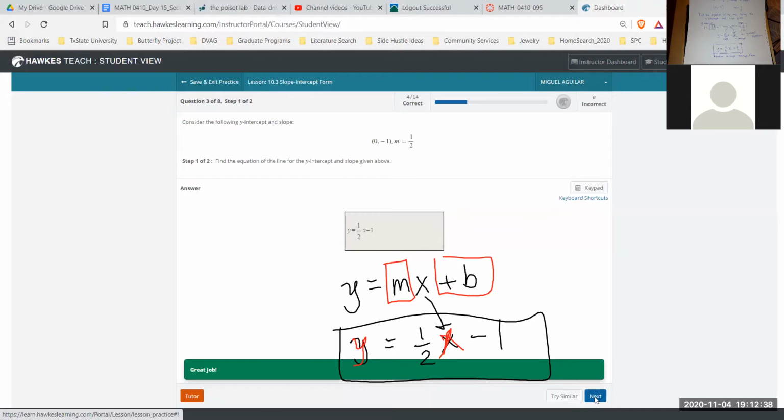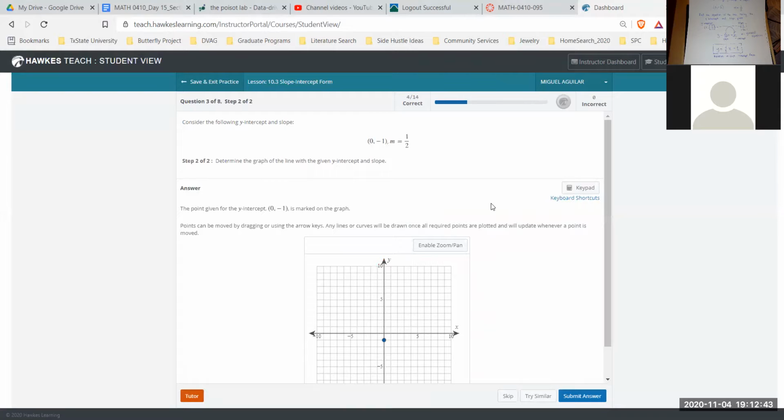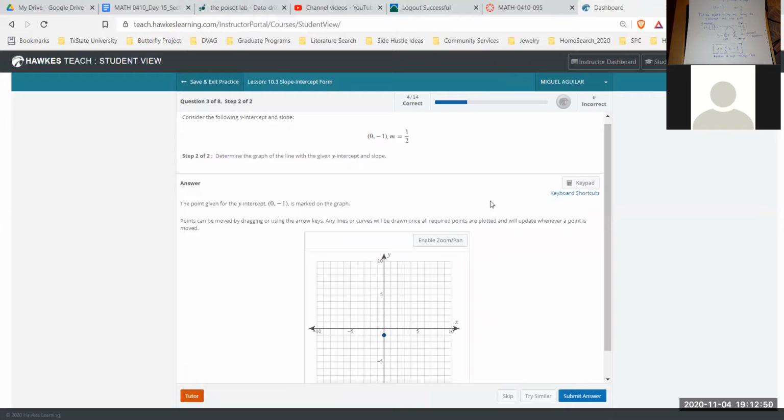Okay, let's look at what the next question looks like. Oh, so the next question is asking you to graph it. Okay, so at this point, based on this information, we know that the equation should be y equals 1/2 x minus 1. And so this first point they've given me, I can just plot that point directly on my graph.